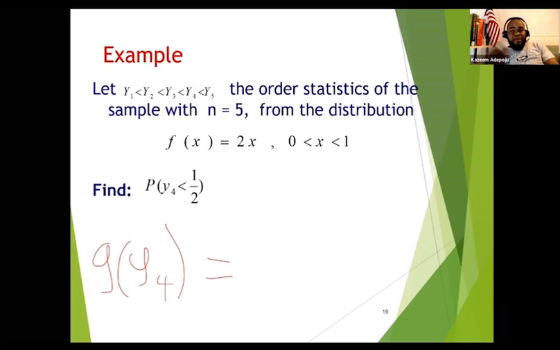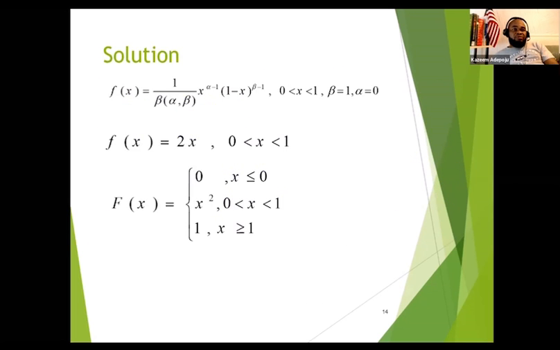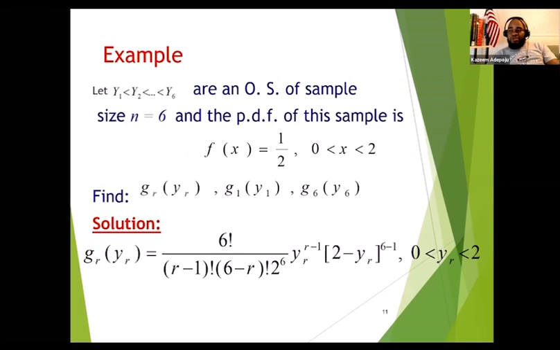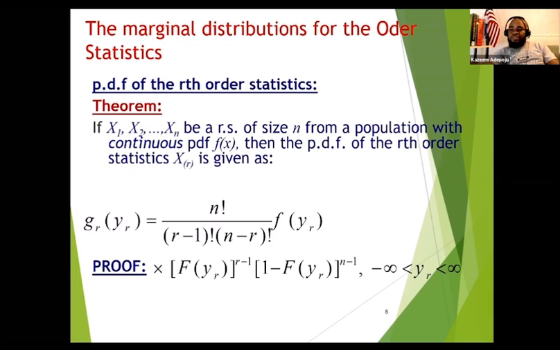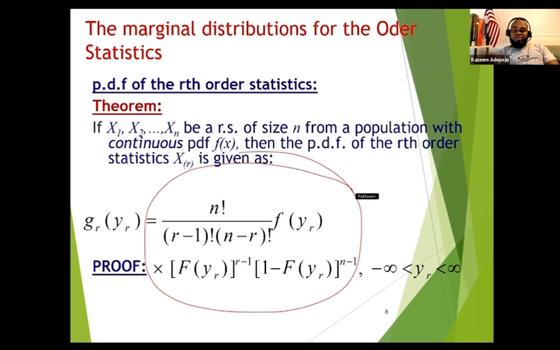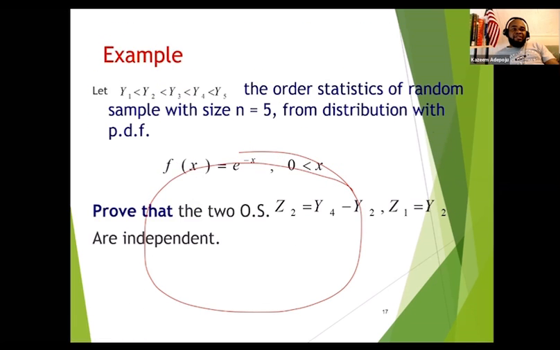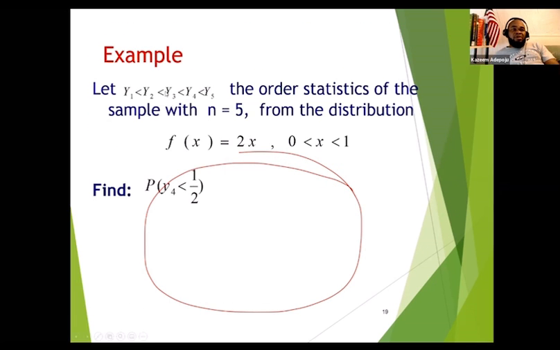And if you want to find the g of y4, you need to make use of the distribution of the rth order statistic. I'm going to show you. You're going to make use of this formula here. All you're going to do is plug in r equal to 4 and n equal to 5 based on the data set.